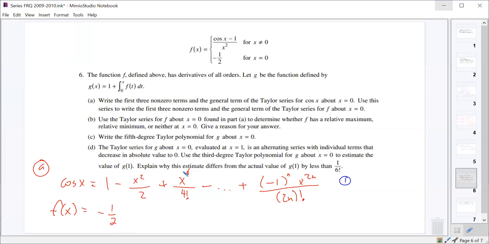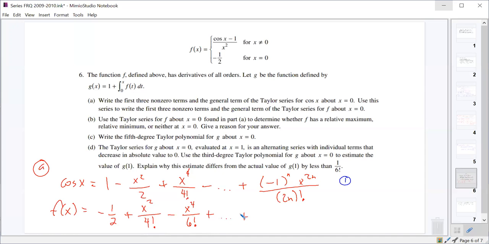And if I divide this next term by x squared, what's that going to give me? That should give me positive x squared over 4 factorial. And the next term, what should the next term be? Should become a minus, and it was an x to the 6th, right? So it should become an x to the 4th over 6 factorial.